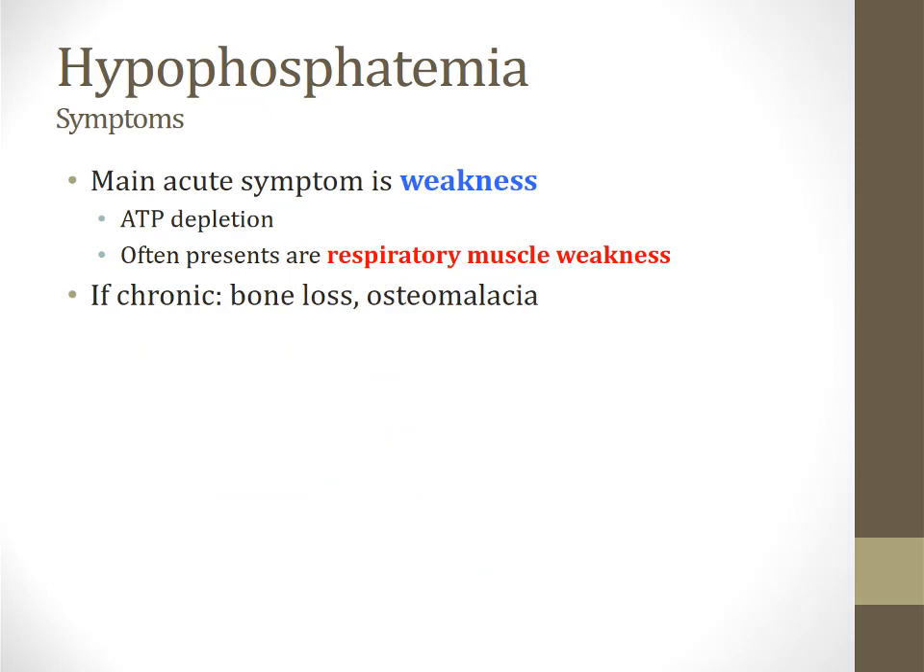Just like hyperphosphatemia is rare, hypophosphatemia is also a relatively uncommon disorder. When it does occur, the main acute symptom is weakness. You need phosphate to make ATP, so when you have hypophosphatemia, your ATP levels become diffusely depleted, and this will present as muscle weakness. Often it's respiratory muscle weakness, so in a patient who is in the right clinical scenario for low phosphate levels, if that patient develops respiratory difficulty, one thing you need to consider is that they may have low phosphate levels. Chronic hypophosphatemia over time leads to bone loss and osteomalacia. This is usually not seen in the modern era.